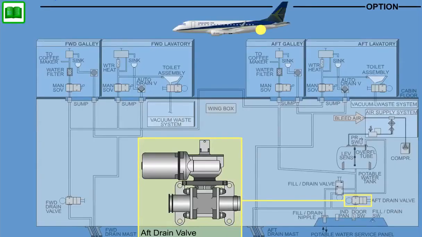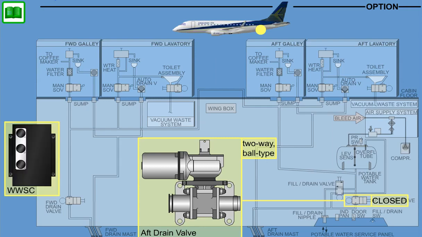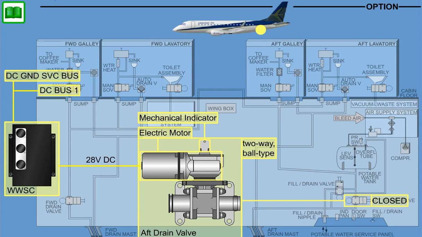The aft drain valve serves to drain the potable water tank in flight. The valve is included as a part of the in-flight drain option, and in flight is normally in the closed position. The valve is a two-way ball type that is operated by a water and waste system controller controlled electric motor. The valve includes a mechanical indicator of the valve position that may be used to manually open or close the valve in case of a fault condition. 28-volt DC power is supplied to the valve through the WWSC from the DC ground service bus or DC bus 1.